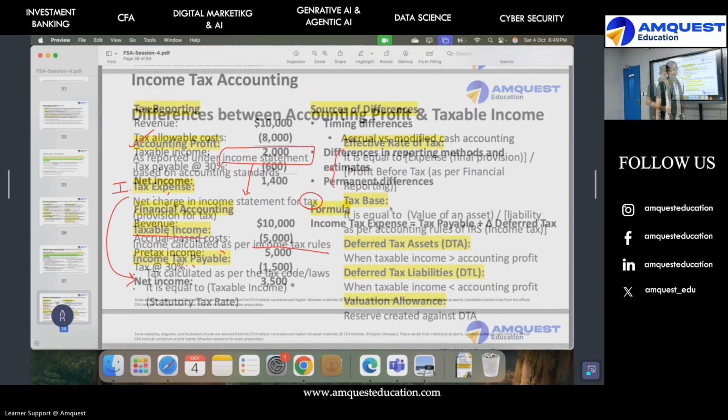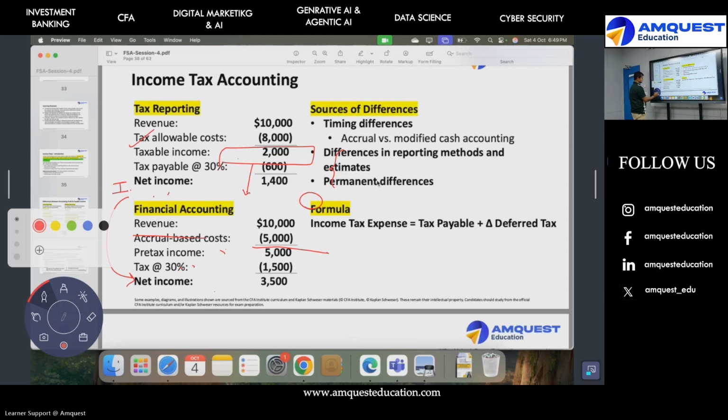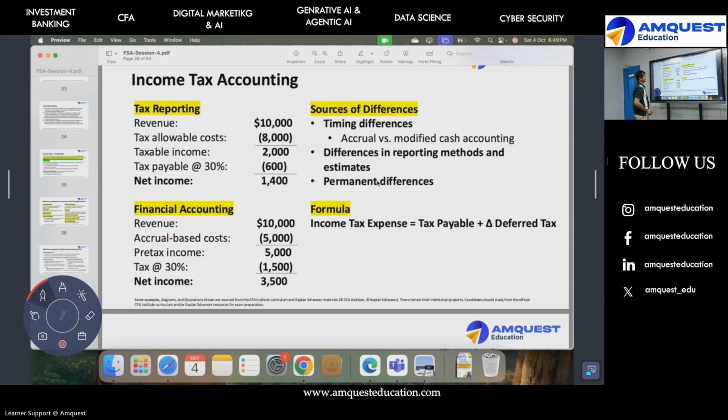Let me show you the example more than anything else. This is more critical. Let's learn the concepts through this example. If you look at the board, you have revenue 10,000, cost 8,000, and therefore your income is 2,000. But as per your accounting, your revenue is 10,000 and your cost is only 5,000. Why is it 8,000 here? Because they have allowed you certain costs which are not yet accrued, but you already paid. So they allowed it for you.